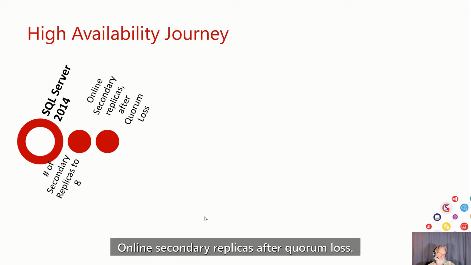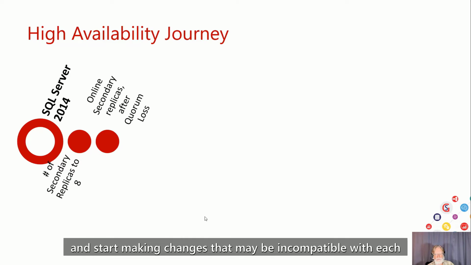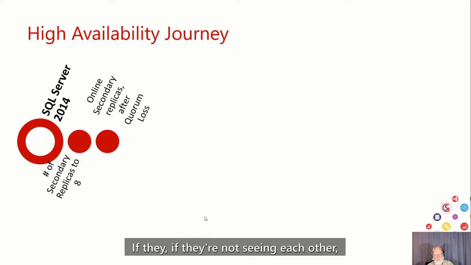Online secondary replicas after quorum loss. Before this, if you lost quorum in the cluster, your secondaries went offline too, because you don't have quorum. But really the reason for tracking quorum is that you want to make sure that you never have a case where two nodes think they're the primary and start making changes that may be incompatible with each other. If they're not seeing each other, you want to make sure that doesn't happen. It really doesn't impact read access. So there's no reason to shut off read access to a secondary just because you don't have quorum. So that's the change that we made there.